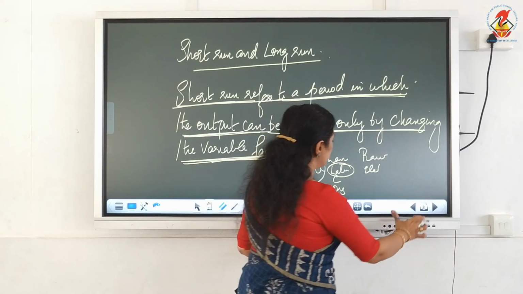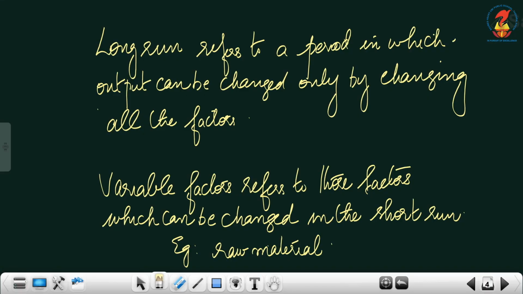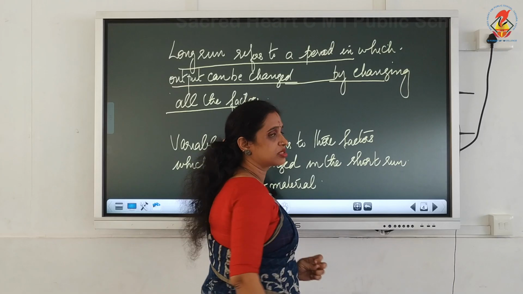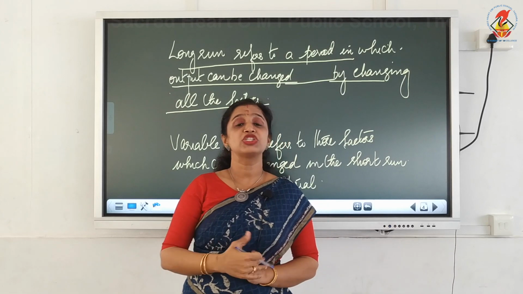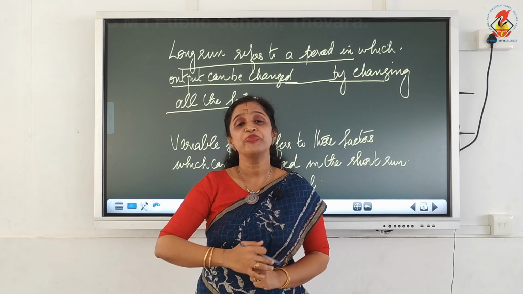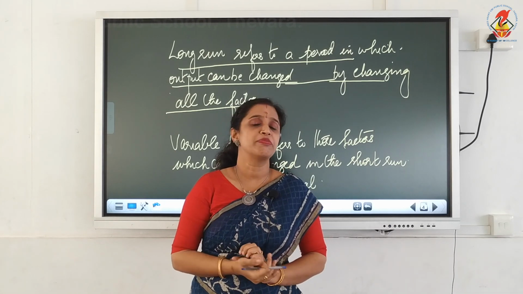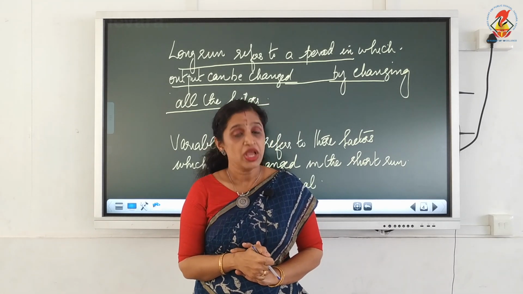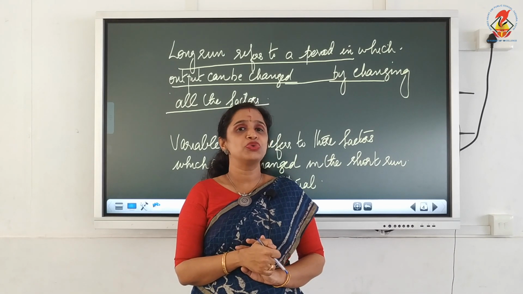Now we will move on to long run. Long run refers to a time period in which output can be changed by changing all the factors. Now just imagine the demand for the shirt was initially 250. After that it increased to 270.